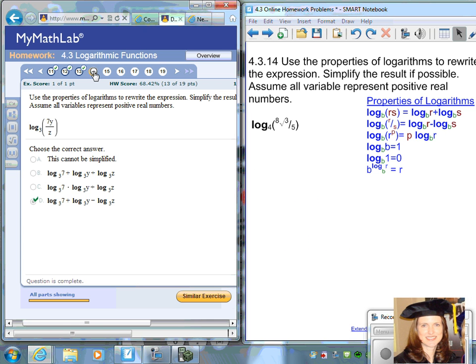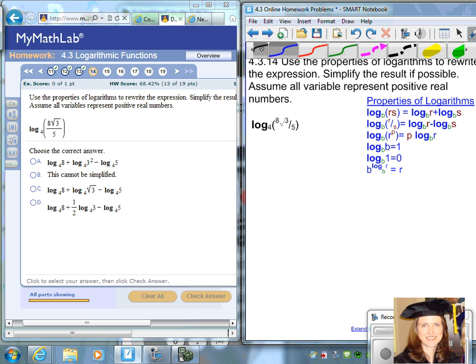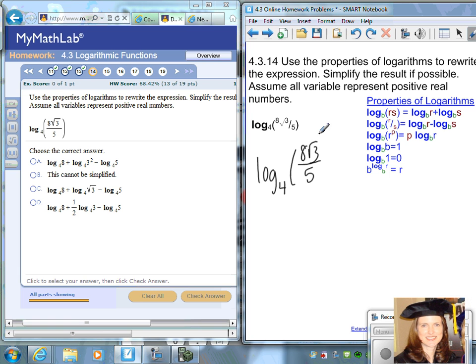Okay, let's look at number 14. Here we have the log base 4 of 8 square root of 3 over 5. Let's use the quotient property first because we have a numerator and a denominator here. We're going to write this as log base 4 of the numerator, 8 square root of 3, and log base 4 of the denominator. And we're going to put a minus sign in between.